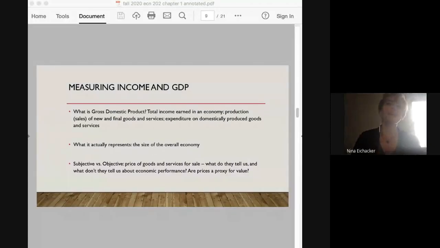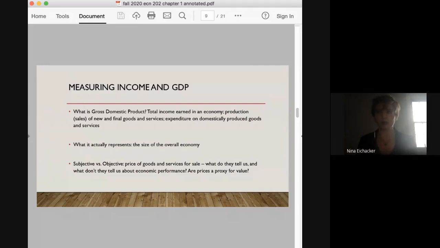Welcome back. Shifting gears now from inequality to income and GDP, we have the question of what is gross domestic product. So gross domestic product, or GDP, is a concept that you have probably encountered as a high school student, possibly in other classes that you've taken. We see the concept over and over again.